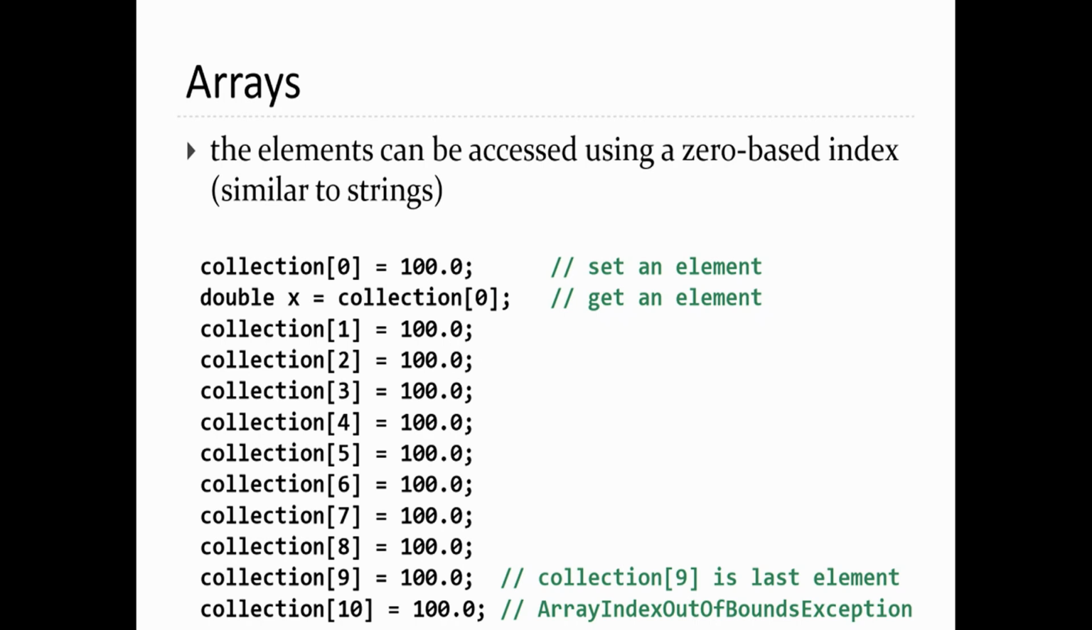Oh, it's fine. So if you write collection[10] equals 100, then when you run this program, you'll get an exception. That's the same thing as exceptions in Python. You'll get the exception ArrayIndexOutOfBoundsException when you try to do this. Your program will stop running. It'll say the index 10 is not valid for this array.